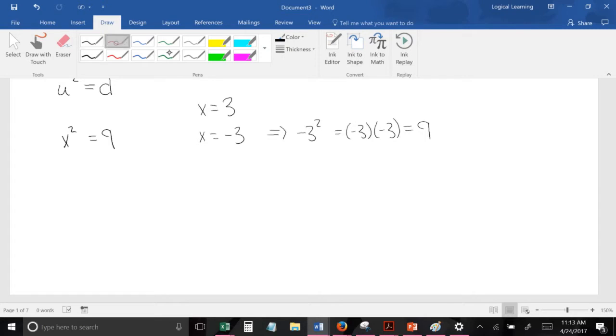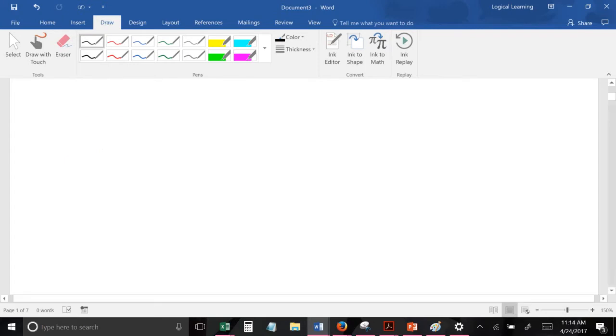So when we go about solving these, we take the square root of each side, but it's important that we consider the positive and the negative square root, and then that gives us x equals positive or negative 3. And so for some quadratic equations we can solve using this technique. So let's look at an example.